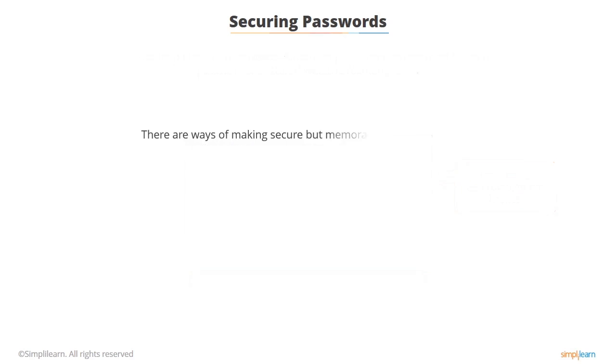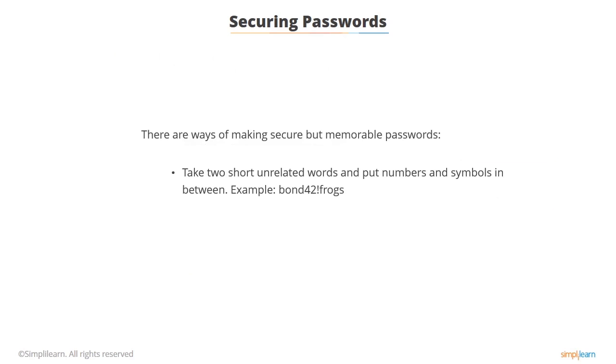There are also very good ways of making secure but memorable passwords. One quite easy one is you take two short but unrelated words and put between them numbers and punctuation symbols. So like Bond42!Frogs is an example of such a password. It's quite hard to be able to predict what it is or generate software which can crack that password.